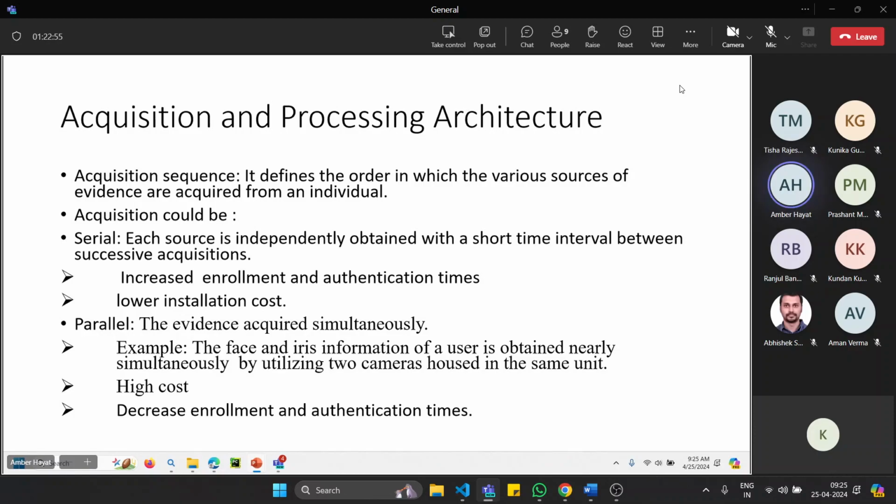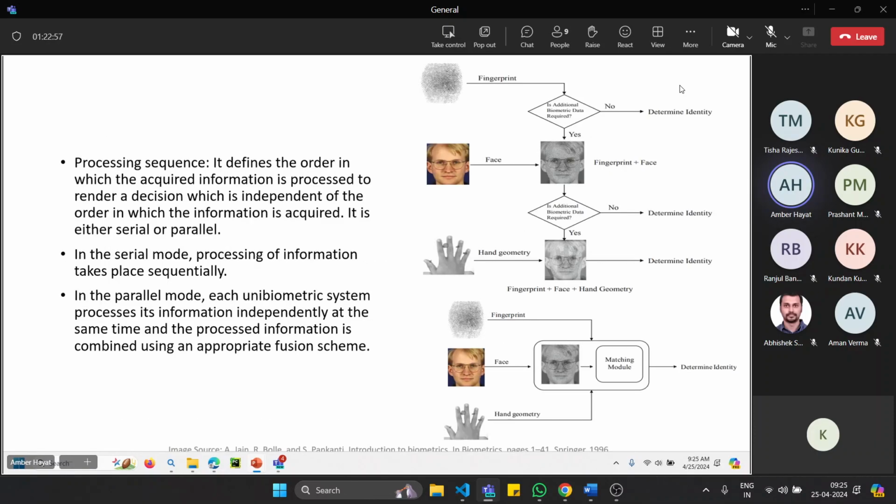Now, this is the example for the processing sequence in the parallel mode and sequential mode. So the first one is the sequential mode. The fingerprint as a trait comes. This fingerprint is authenticating the system. Now the system will ask, is additional information required? If it is not required, then go to the matching algorithm and find out whether this is a match or not, determine identity. And if the additional information is required, then we'll go to another trait, whatever trait is required, that will be captured.